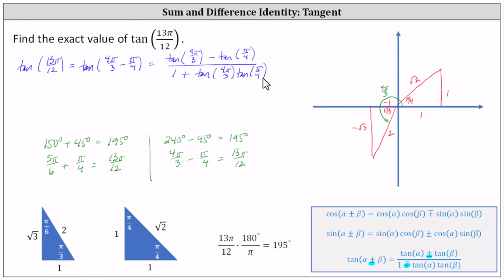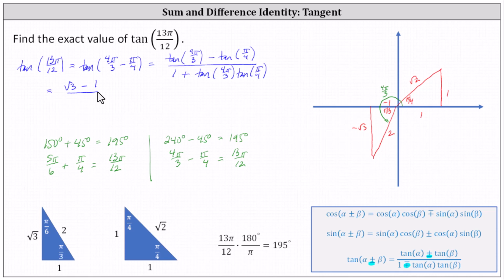And now we determine the tangent function values. Tangent of 4 pi divided by 3 using the reference triangle equals the ratio of the opposite side to the adjacent side, which is negative square root 3 divided by negative 1, which is square root 3. And then we have minus tangent pi divided by 4, which is 1 divided by 1, or 1.